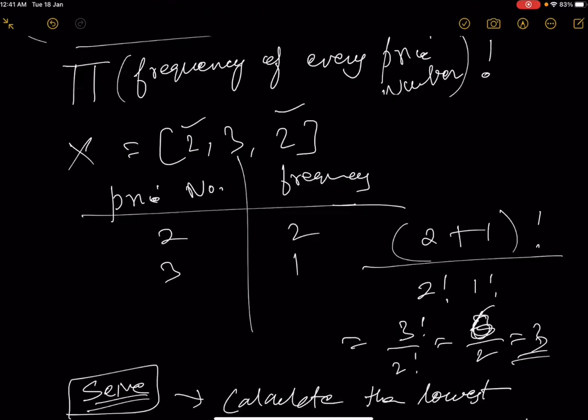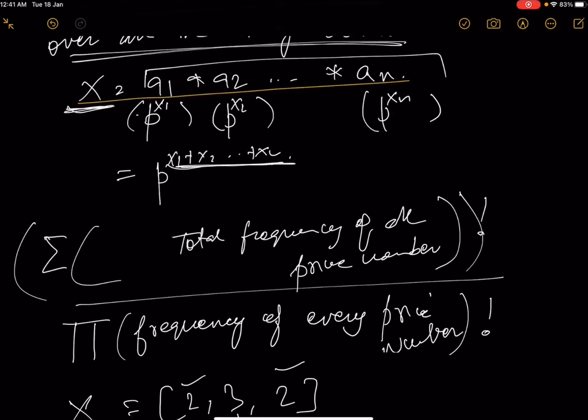Okay, so now if you look at the formula for finding the total number of paths we derived, it was equal to the sum over the total frequency of all prime numbers, factorial, divided by the frequency of every prime number's factorial, and we take the product over all the prime numbers. So what we can do is find the total frequency of all the prime numbers and take its factorial, and similarly for every prime number we find its total frequency, take its factorial, and keep on dividing with it, for every prime number.